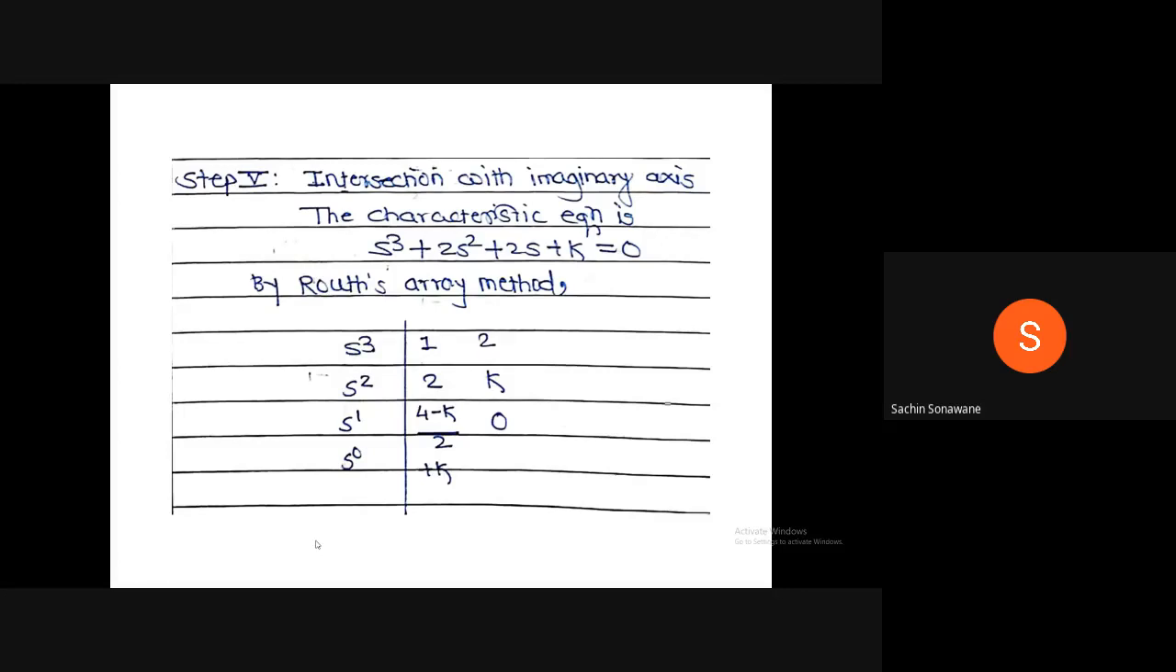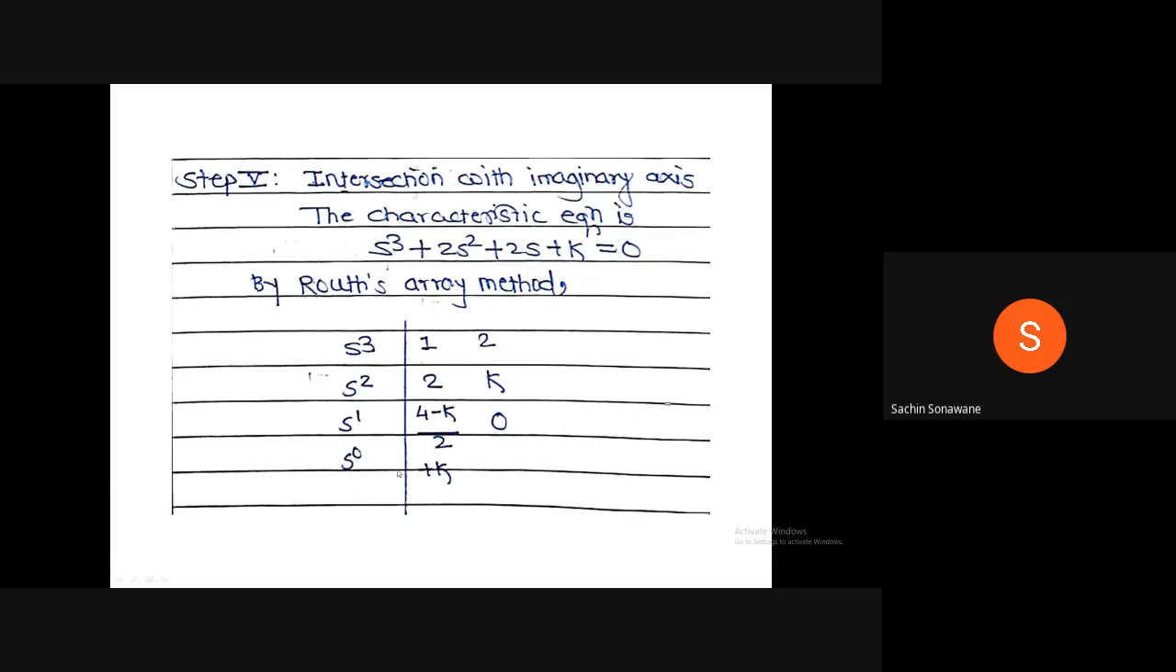The characteristic equation is s cube plus 2s square plus 2s plus K is equal to 0. Therefore, by Routh's array method: s cube, s square, s raised to 1, s raised to 0. In front of s cube, we have to write 1 and the coefficient of s, that is 2. In front of s square, we have to write the coefficient of s square, 2, and this K. And how to obtain the value here? 2 into 2 minus K into 1 divided by 2, 0. And s raised to 0, K.